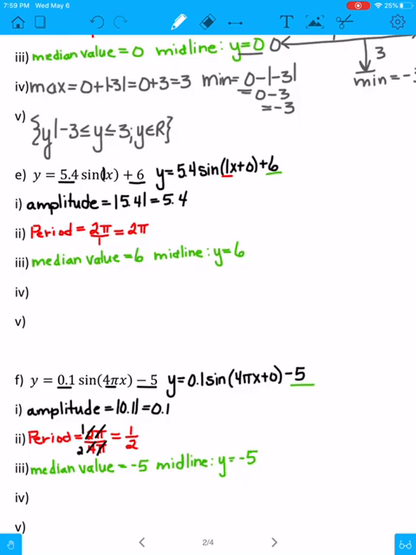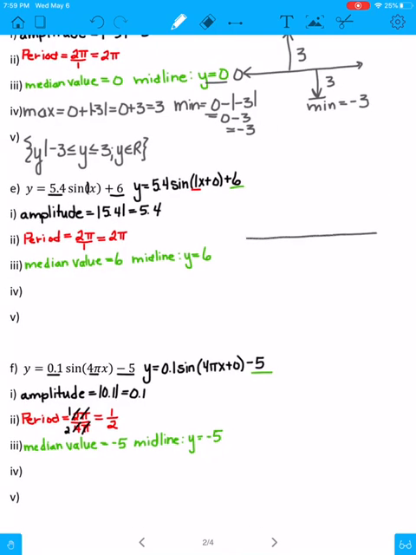For e, our midline now is actually 6. So we label it y equals 6. From there, we're going to go up 5.4, and then we're going to go down 5.4. So if we go 6 and we go up 5.4, 6 plus 5.4 is 11.4, would equal our max. And then 6 minus 5.4 would actually equal 0.6, which would be our min.